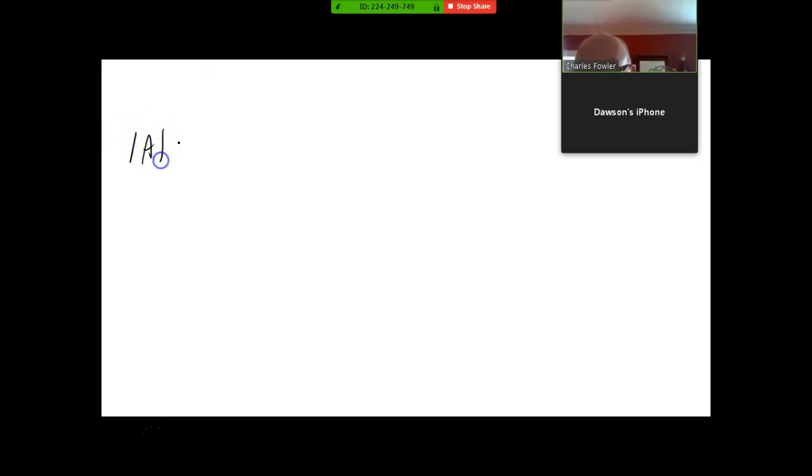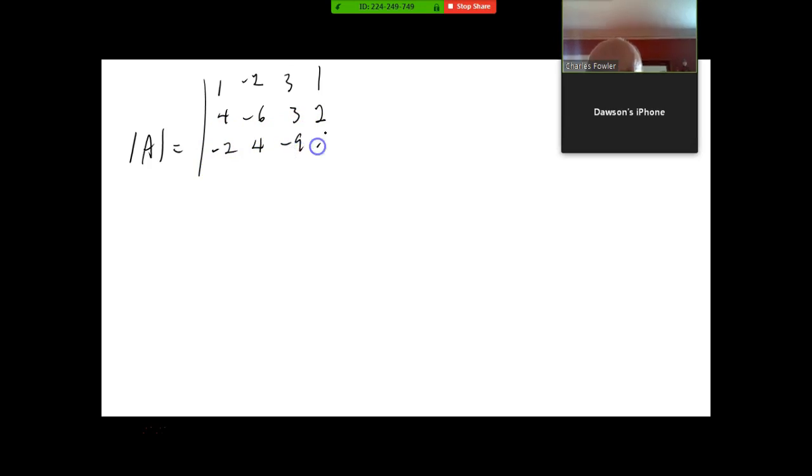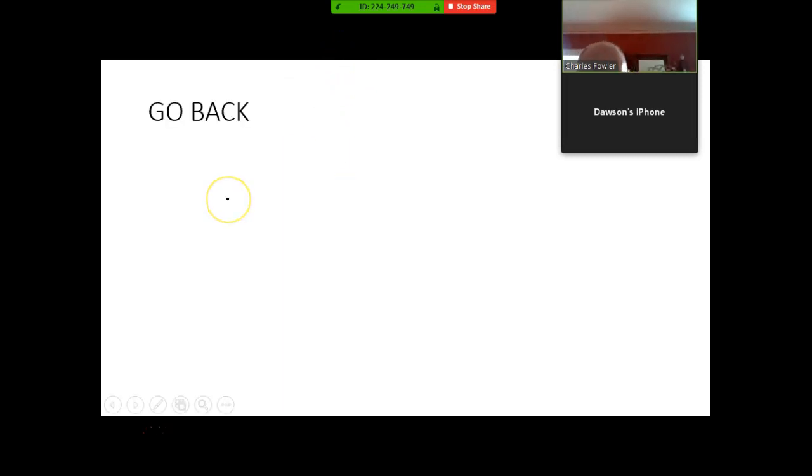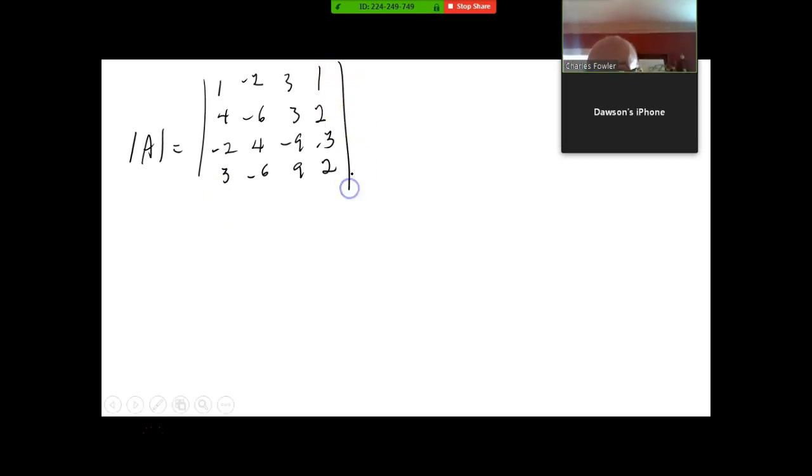Here is the determinant of matrix A. 1, -2, 3, 1, 4, -6, 3, 2, -2, 4, -9, -3, 3, -6, 9, 2. That's the determinant of matrix A.